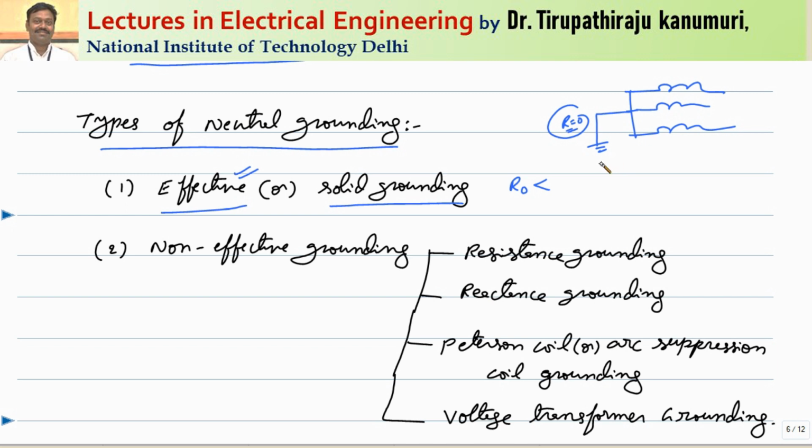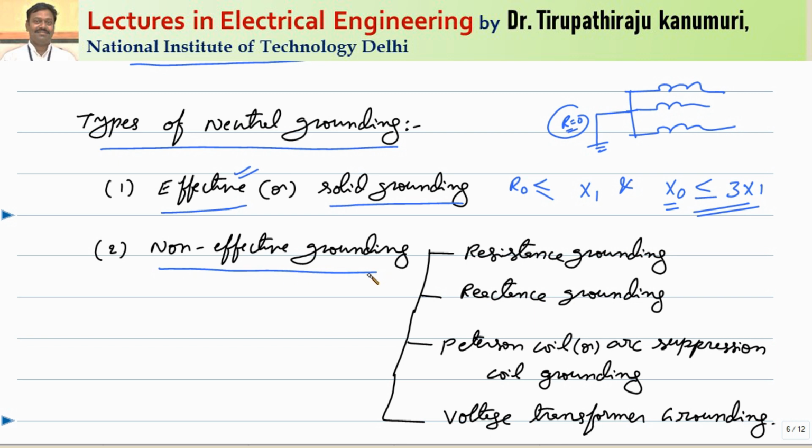So the opposition for that zero sequence component can be due to resistance or reactance. Accordingly the terms R0 and X0 came. The value of R0 is less than or equal to the positive sequence reactance X1, and the second condition is that the value of X0 is less than or equal to 3 times X1. It should always be less than 3 times the positive sequence reactance X1. In that case it is called an effective or solid grounding system. If it is not the case, then it is called a non-effective grounding system.